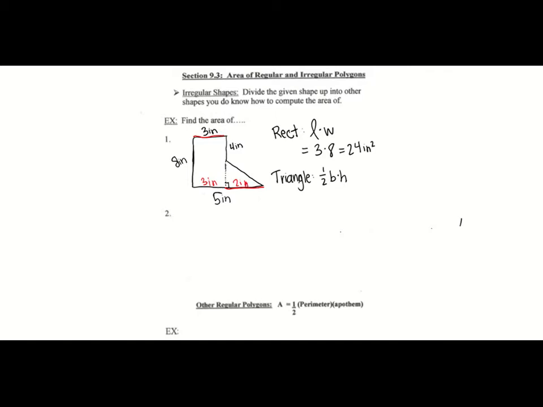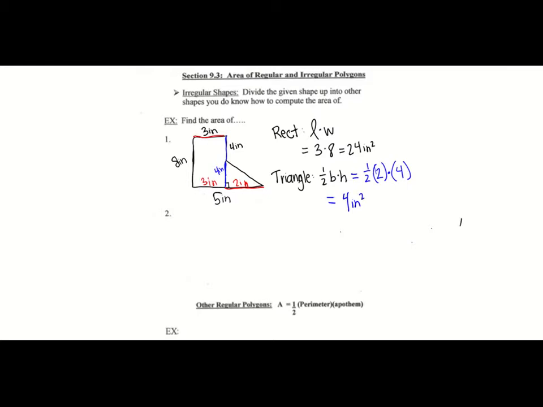And then I need to find the height of the triangle, which is right here. Well, if I know that this piece up here is 4 inches, right here is 4, and that whole side needs to equal 8, then this must be 4 inches as well. So now I can plug those numbers in. I have 1/2 my base, which is 2, times my height, which is 4. When I type those in my calculator, I get 1/2 times 2 is 1, times 4 is 4 inches squared.